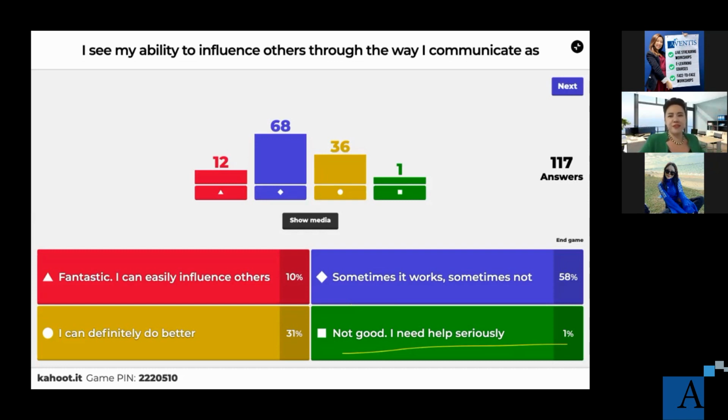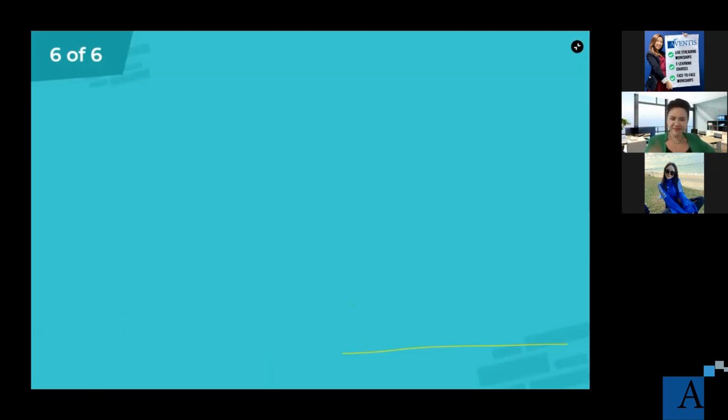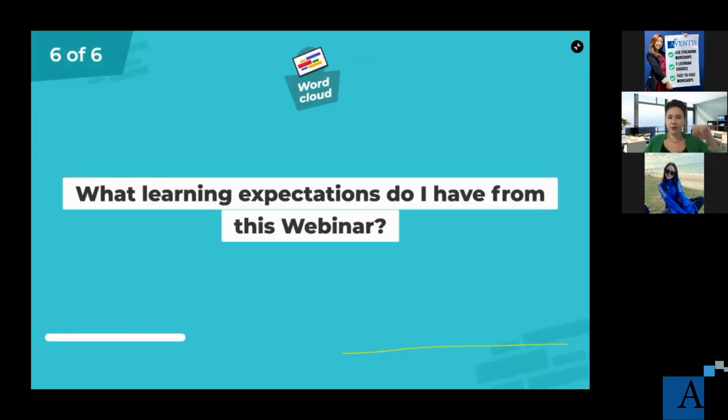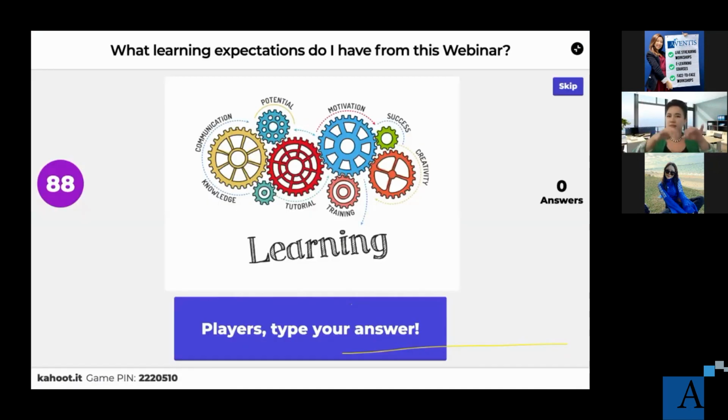So final question. Word cloud. Key in up to 20 characters. What is your learning expectation?